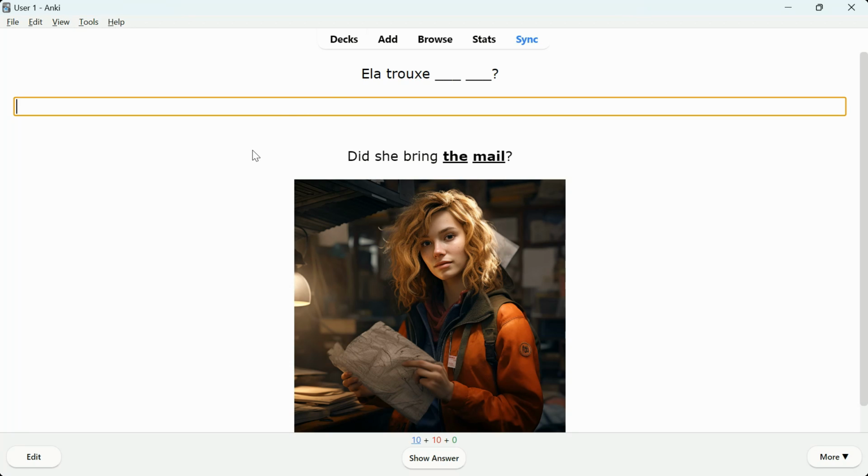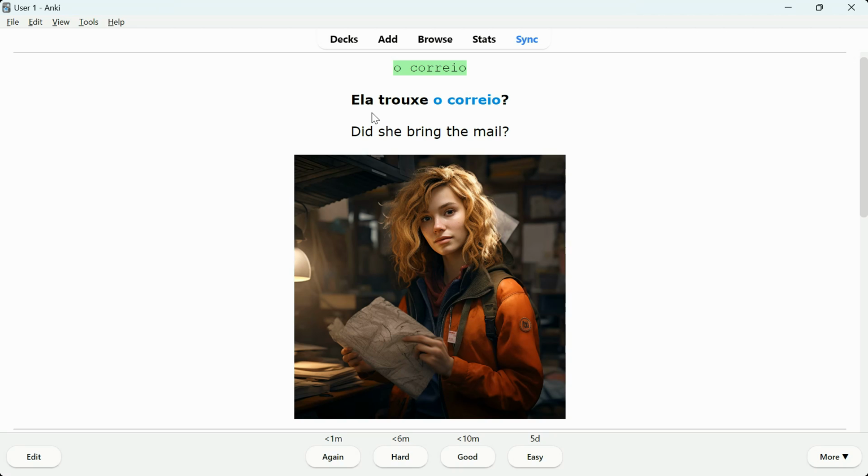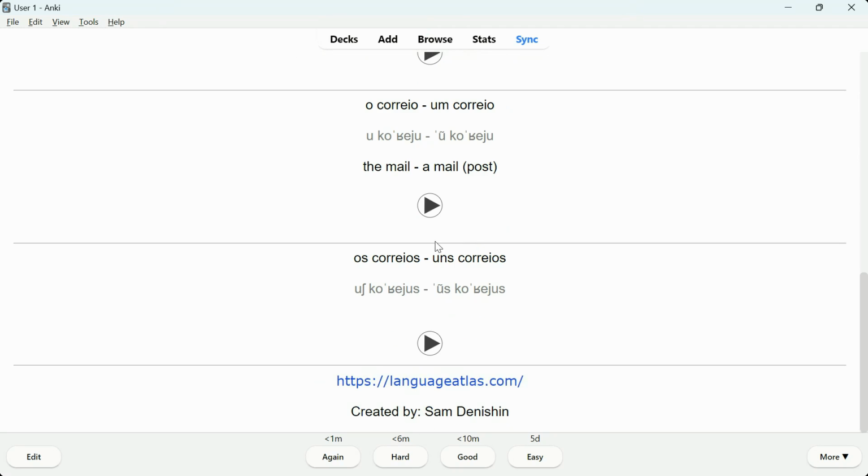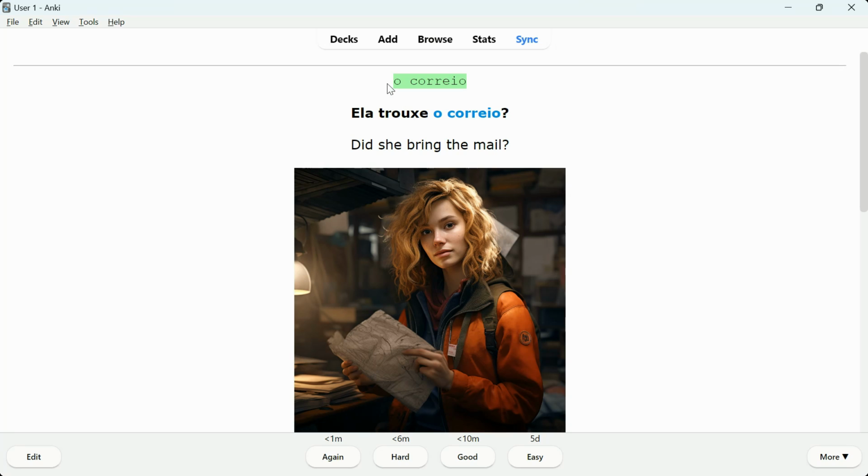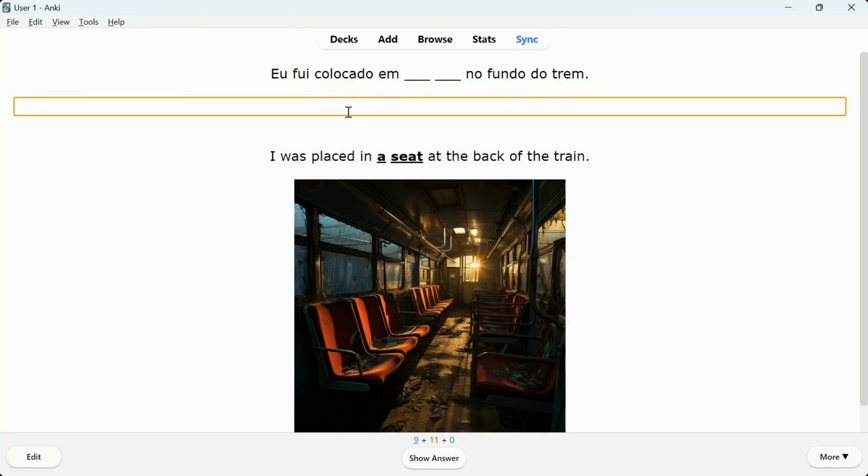And the second card type is a typing exercise. So we've seen this sentence before. Did she bring the mail? And before we had to know what went inside the blank area. Now we have to spell the word. Let's see what happens if you answer correctly. Ela trouxe o correio? O correio, correio. Os correios, uns correios. So if the answer is completely correct, it will be shown in green. Anki shows you if you answered correctly or not.